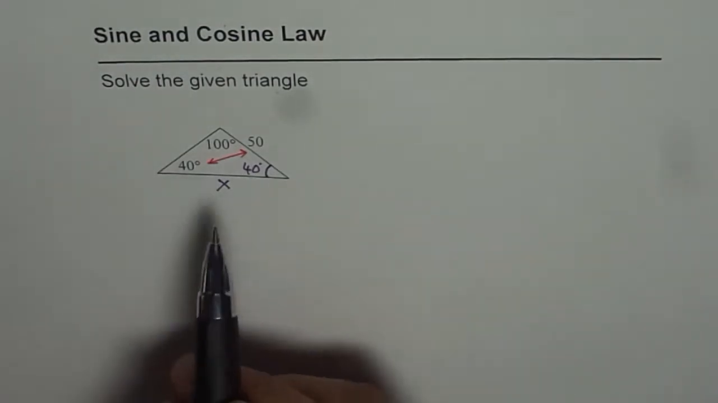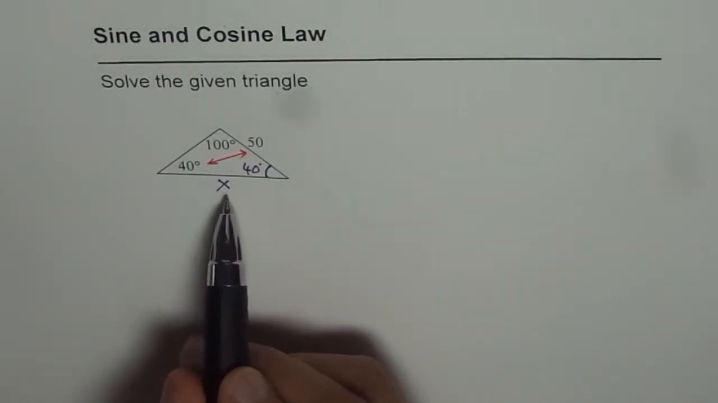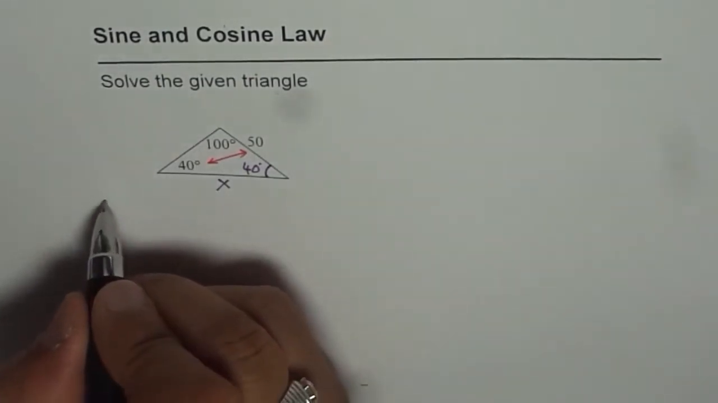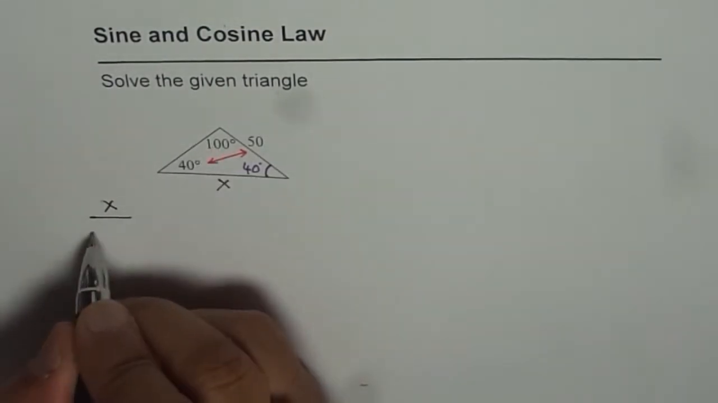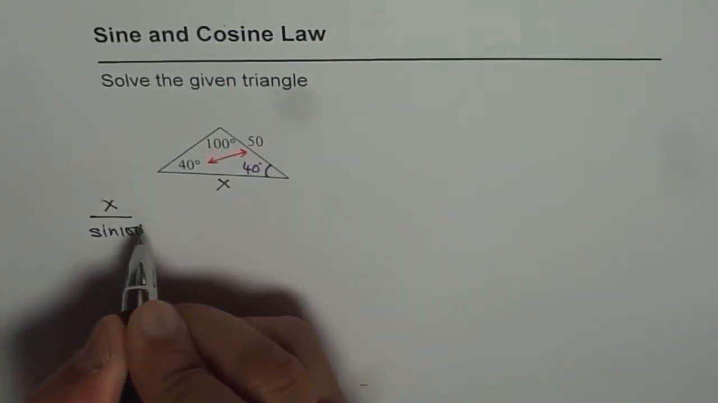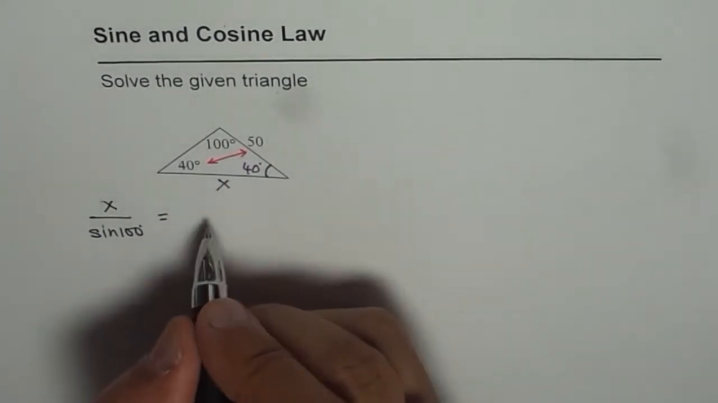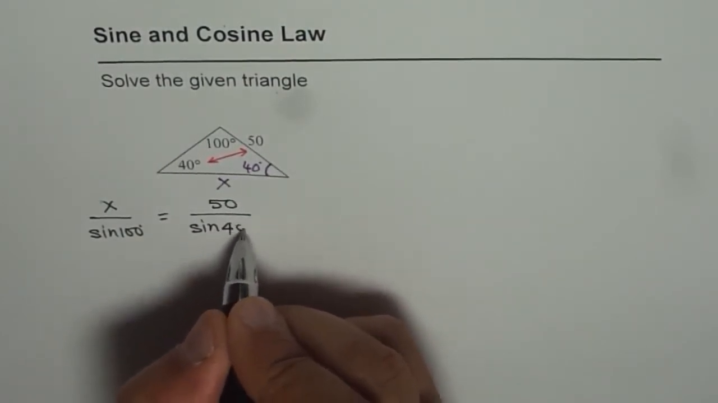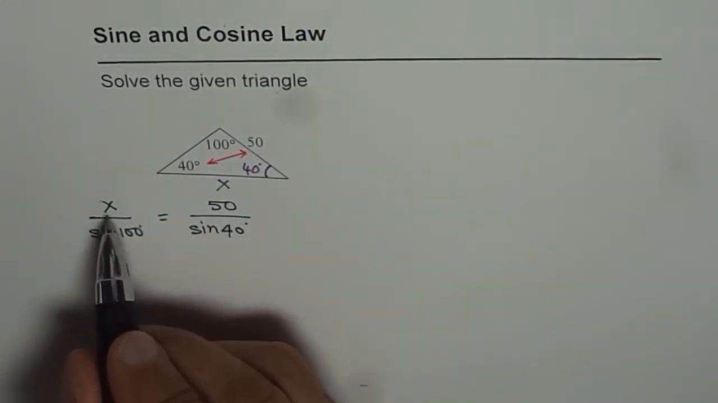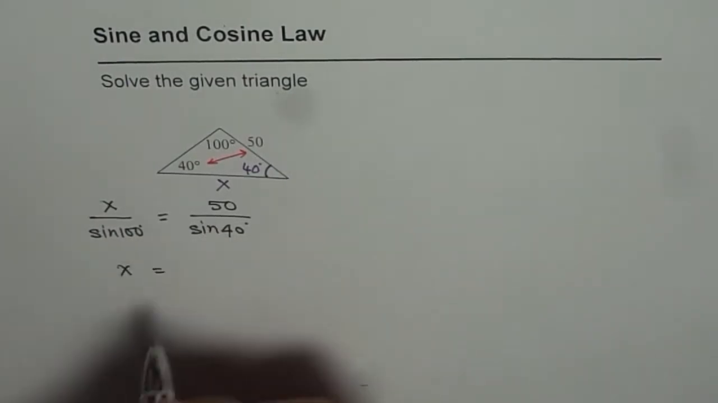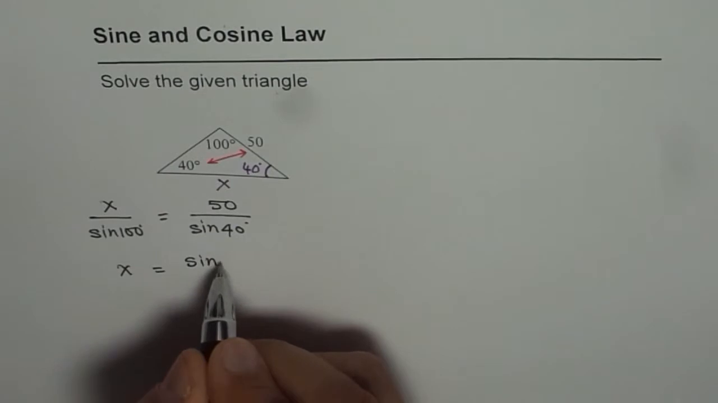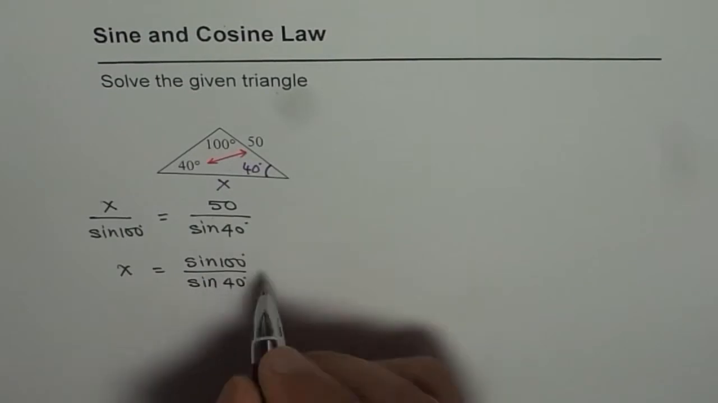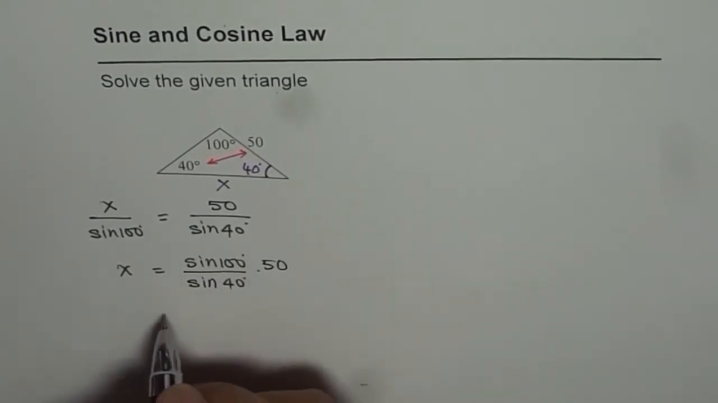Anyway, let us first find the opposite side using sine law. Now since we need to find x, it's better to use x first. So we'll say x over sine of 100 degrees equals 50 over the given opposite angle of 40 degrees. Now from here we can find x. x is equal to, let's cross multiply, so we get sine of 100 degrees divided by sine of 40 degrees times 50. So that is the value of x.